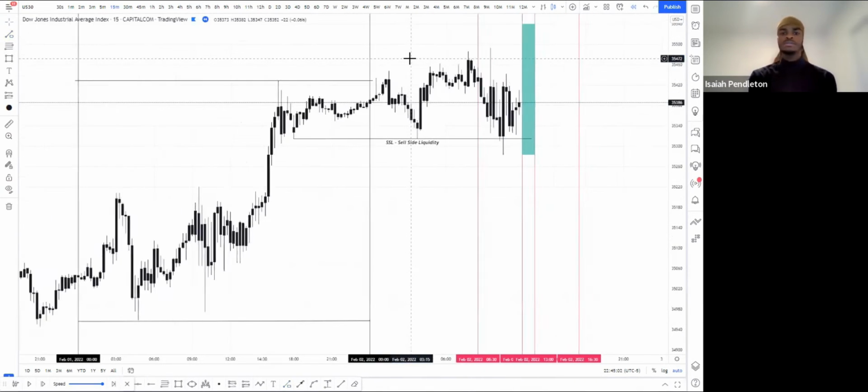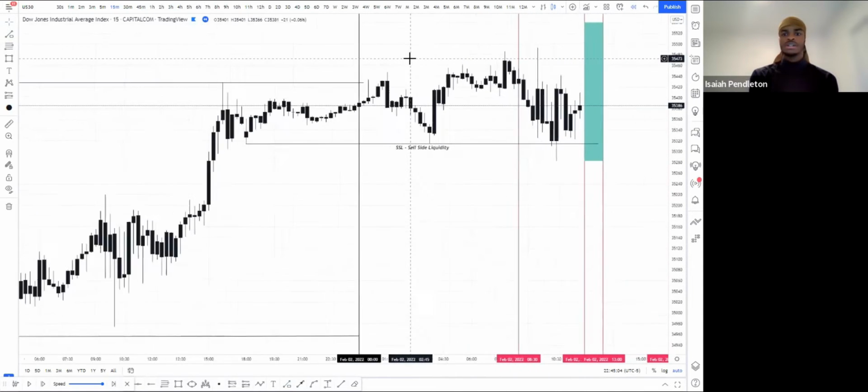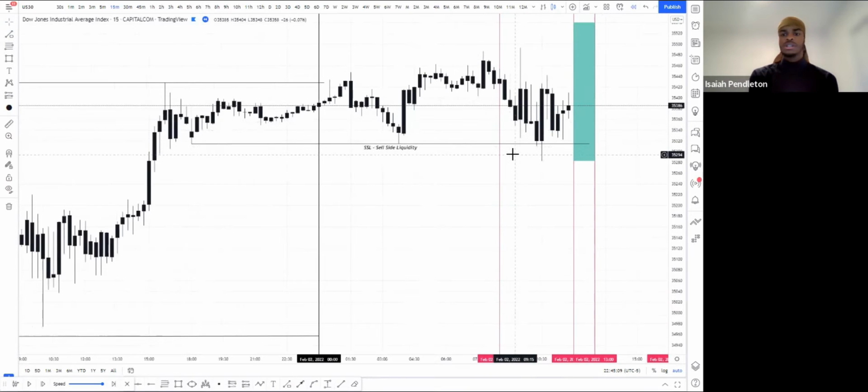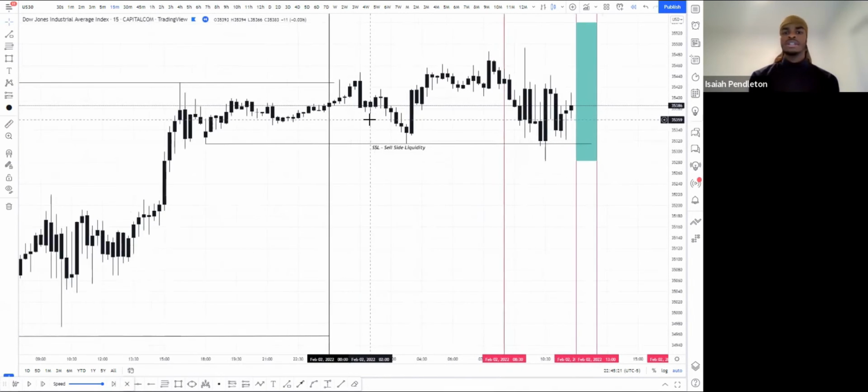You have the high of the day. Okay. So now within the 8:30 time, which is right here, before that time, we want to look for swing highs or swing lows, or even equal lows or equal highs in the area.